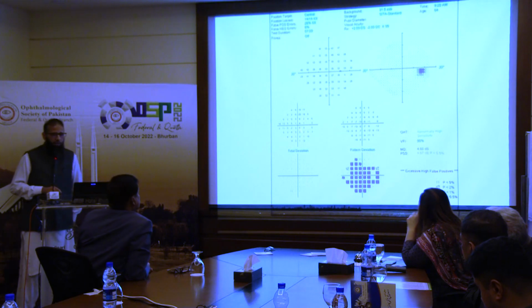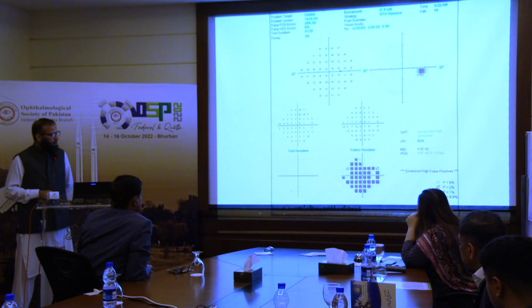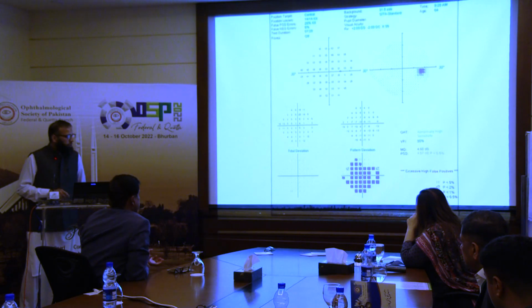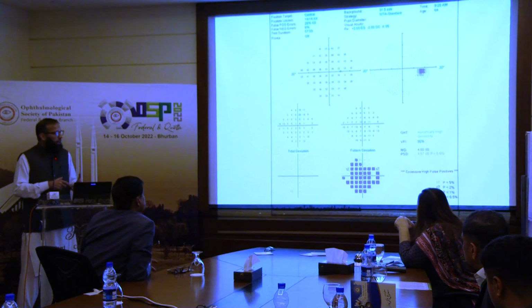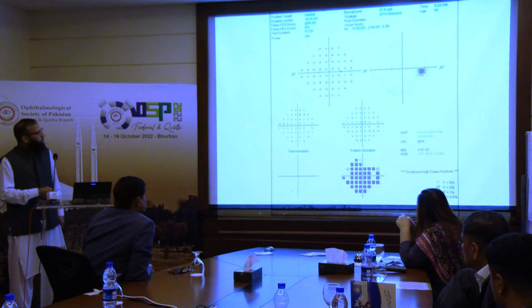Again, there is another field here, something which is quite unusual: the gray scale and the total deviation plot seem normal, while in the pattern deviation plot there are more points with significant deviation. This is quite unusual, because logically there is no condition which results in such an elevation in the hill of vision that after correction for it the whole field becomes depressed. So what was the reason?